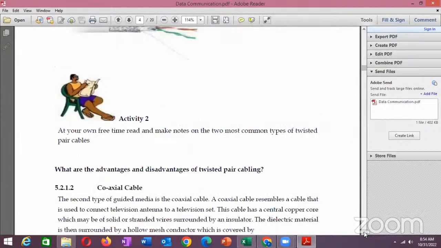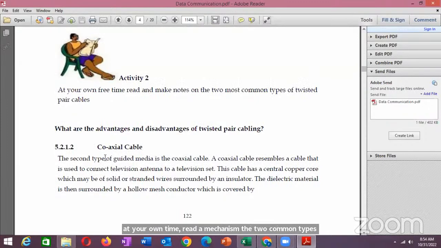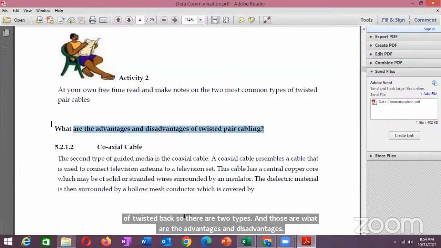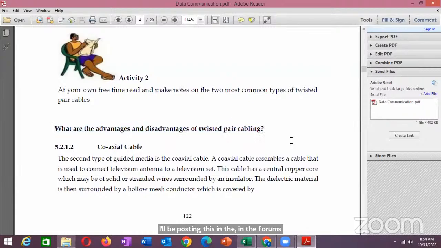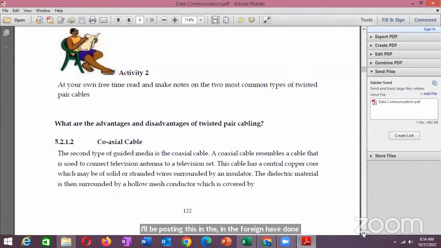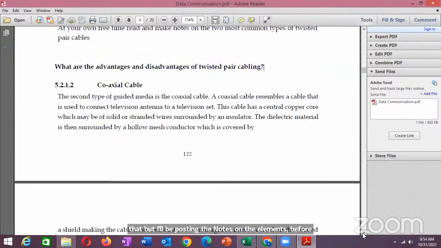So at your own time, read and make notes on the two common types of twisted pair cable. So there are two types, and also what are the advantages and disadvantages of twisted pair. I'll be posting the notes in the LMS, in the forum, so that you can answer those questions.